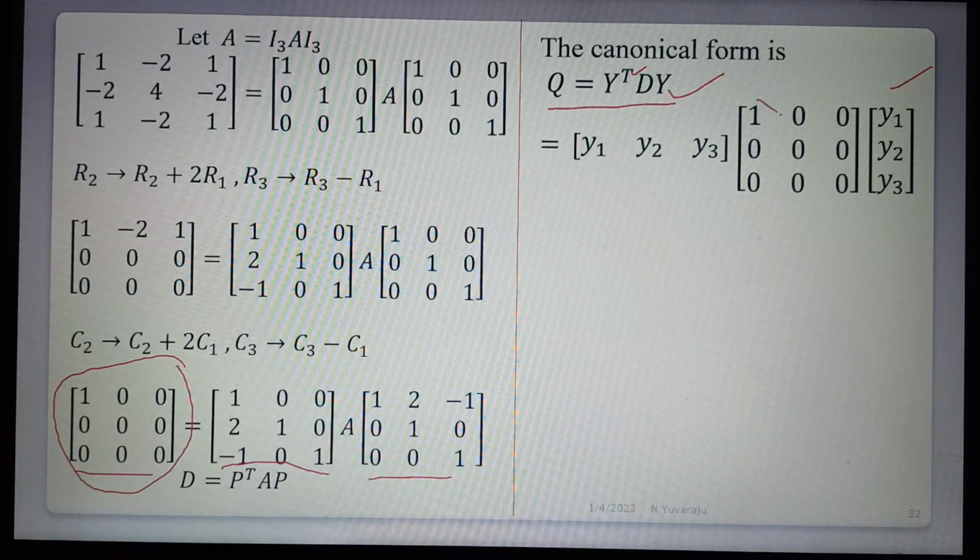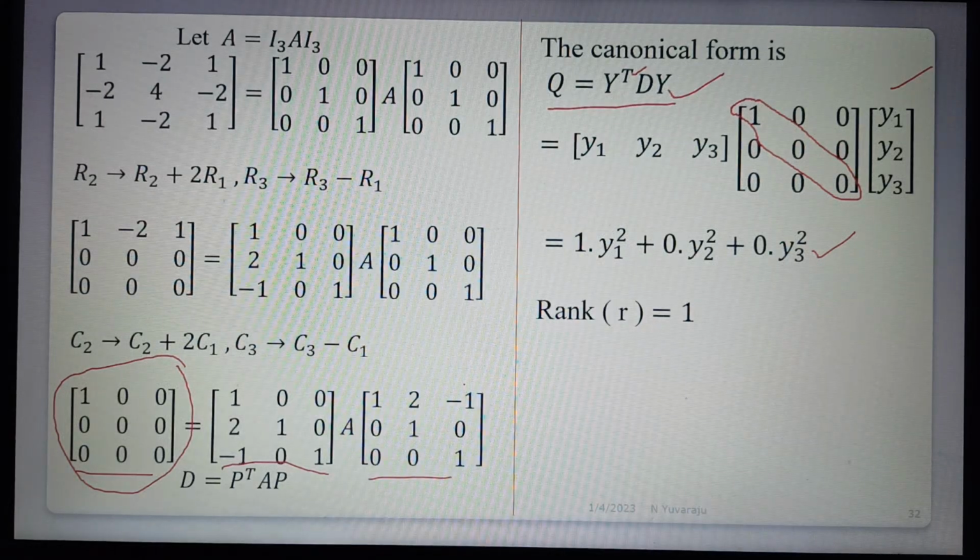So that is equal to only the diagonal element coefficients with the squares of the same variables: 1 into y1 square plus 0 into y2 square plus 0 into y3 square. So this is the canonical form. Now finding the rank: rank is the number of non-zero terms. The number of non-zero terms is only 1, the remaining 2 are zeros. So rank is 1. Next, index is the number of positive terms. The non-zero positive terms are only 1, so index is also 1.